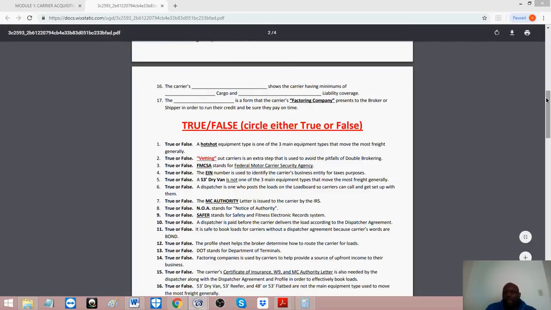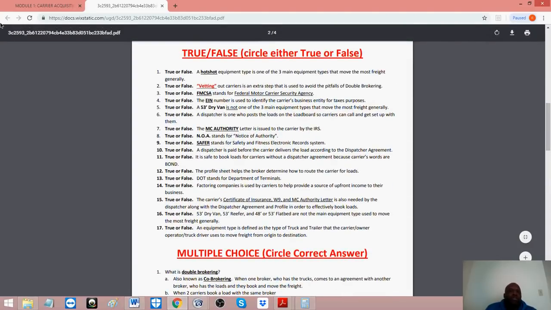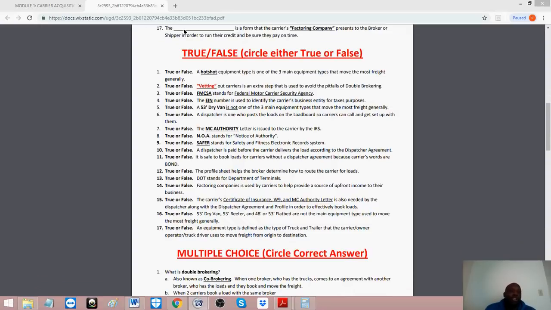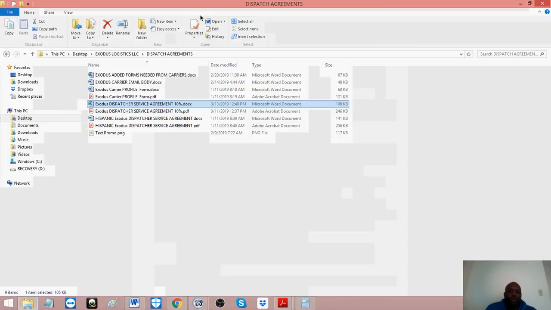All right. So some of you new dispatchers who are seeing this, you will need some of these forms. Let me show you my filing system before we move on to the next portion.